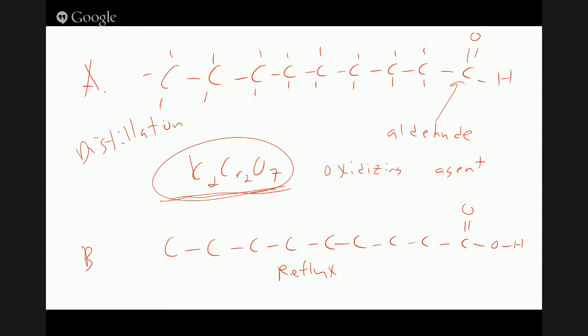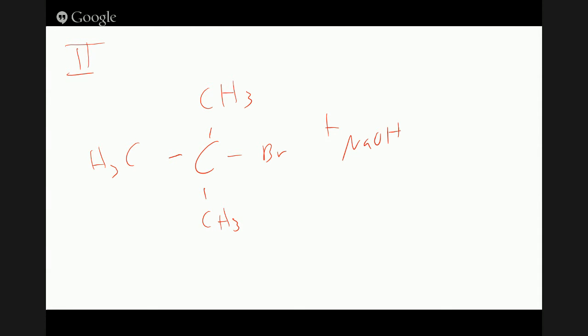And so that's A and B. So from a primary alcohol, I can convert that into an aldehyde, or I can continue under reflux and convert that aldehyde into a carboxylic acid. Reaction 2 is, oops, I drew the wrong reactant. Reaction 2, I have a tertiary halogen. This is a bromine here, and I have sodium hydroxide. This is going to be a substitution reaction.